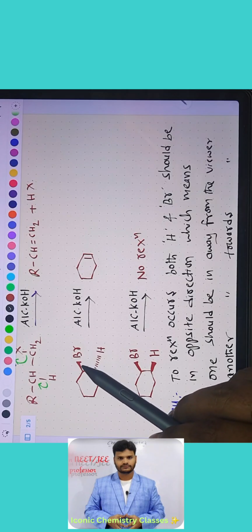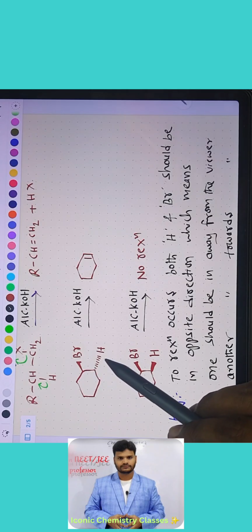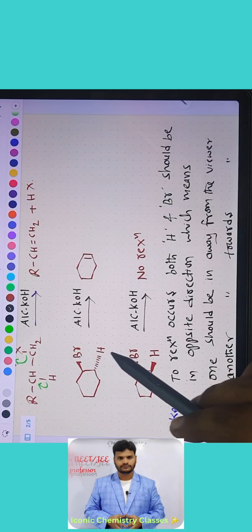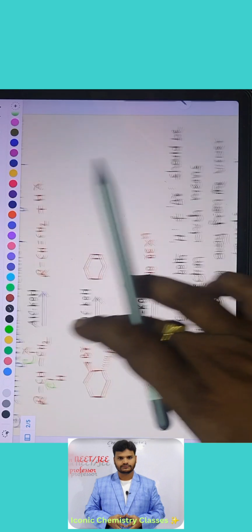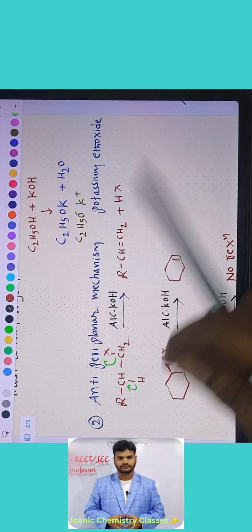Here Br is a thick line or solid line. Next, this is a dash line. Both are opposite. Both are opposite means reaction possible. If both are the same, reaction not possible. That is the meaning of anti-periplanar mechanism.